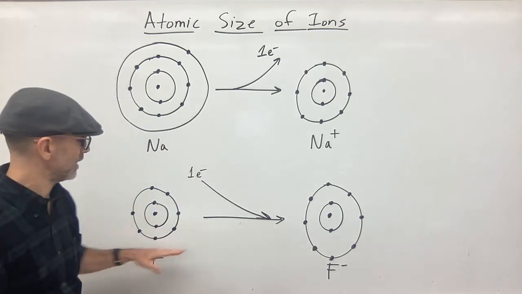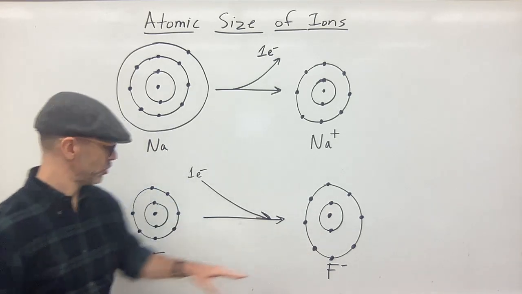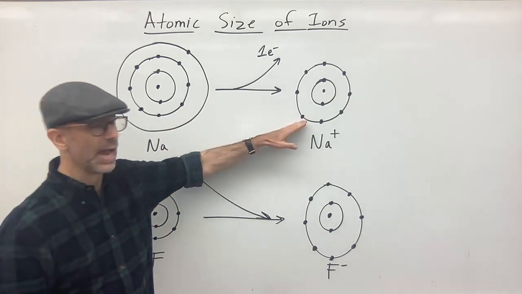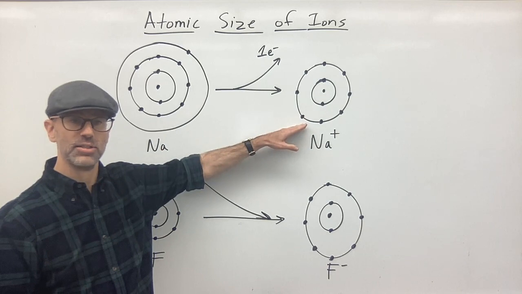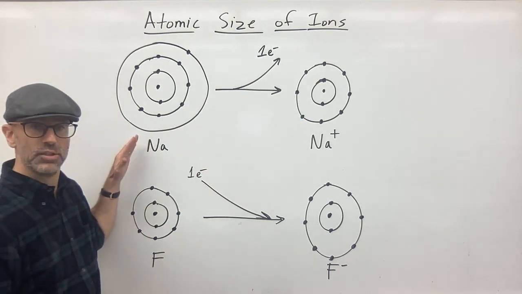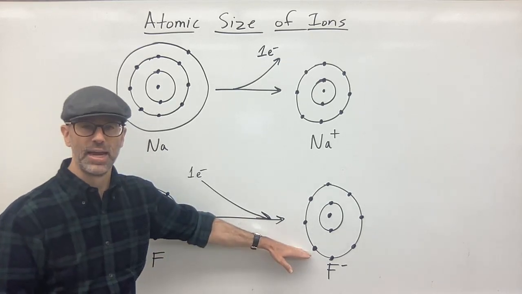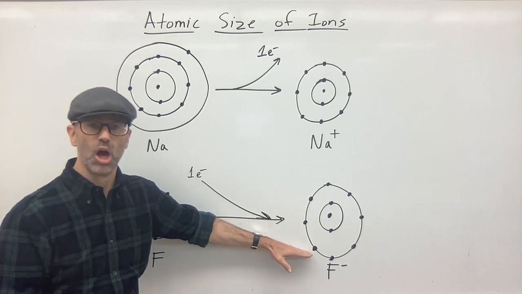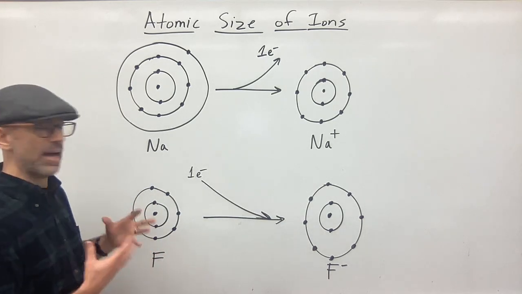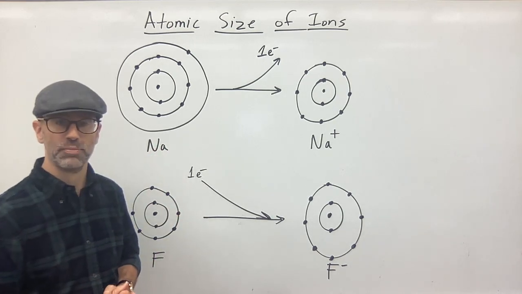So when you look at the negative ion, the anion is always going to be larger than the neutral atom it came from. So cations, positive ions, are going to be smaller than the neutral atom that they came from. And the negative anion is going to be larger than the neutral atom it came from. And so that's the relationship of the size of ions to their neutral counterparts.